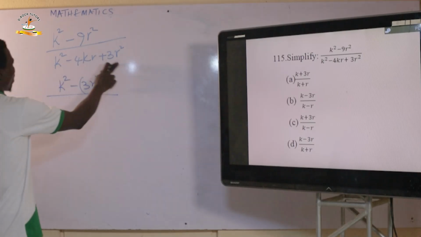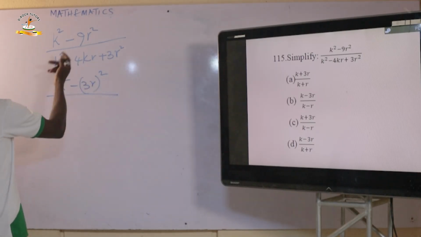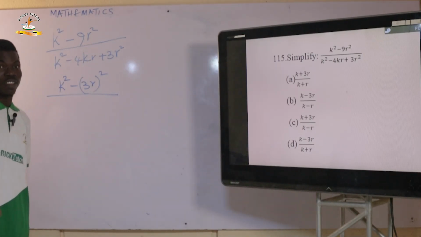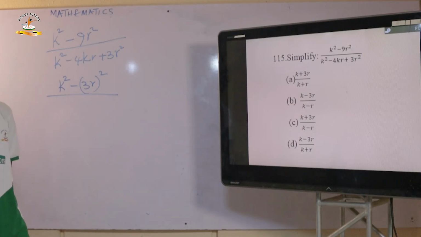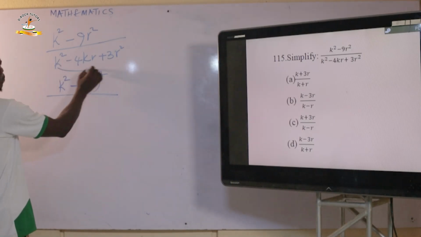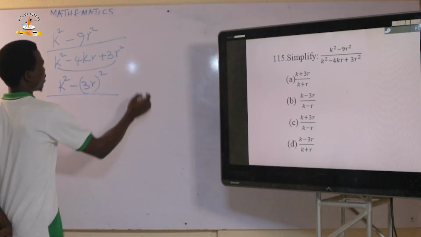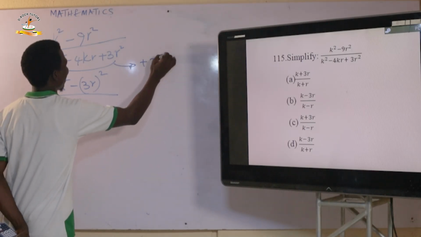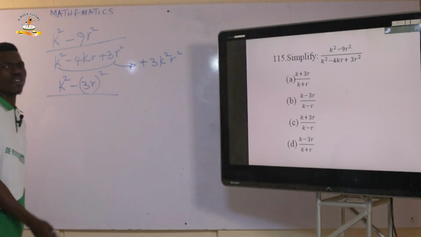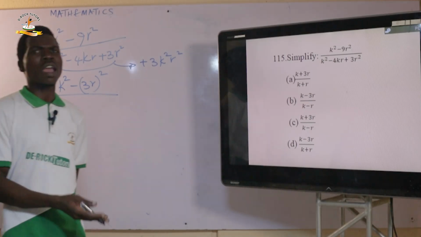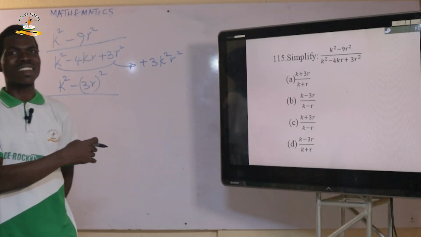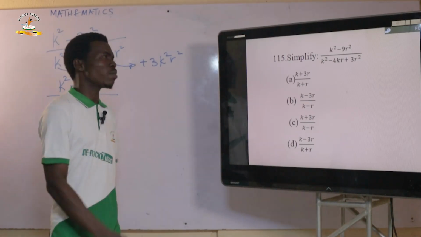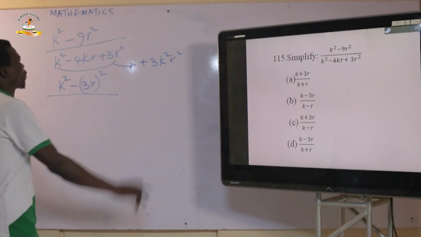So I need to factorize this, and one easy way is setting up your factorization method of solving quadratic equation. I simply bring this and multiply them together. This simply is going to give you plus 3k squared r squared. When you look for 2 factors of 3k squared r squared, which when multiplied together give me 3k squared r squared, but when I add them together, give me the middle term minus 4kr.